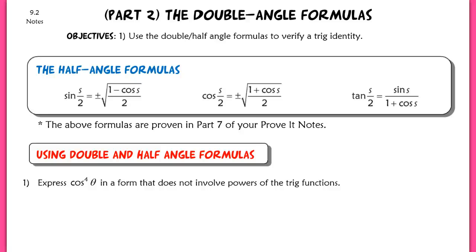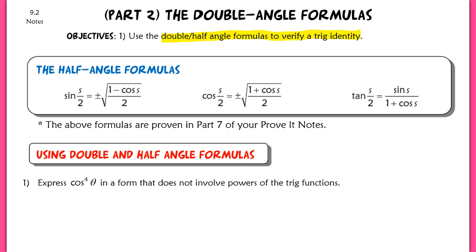This is part 2 of section 9.2, the double angle formulas. Now, our main goal for today is to know the double and half angle formulas well enough so that we can actually verify trig identities. But first we're going to start with some basic applications of the double and half angle formulas so that we can work our way to the end to verifying trig identities.